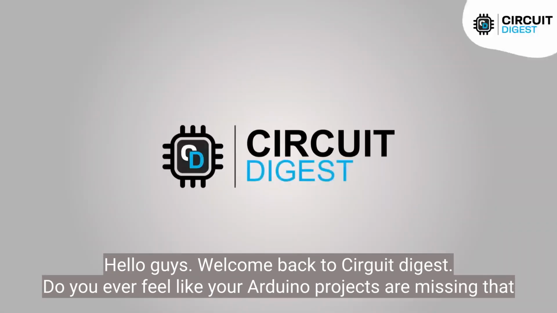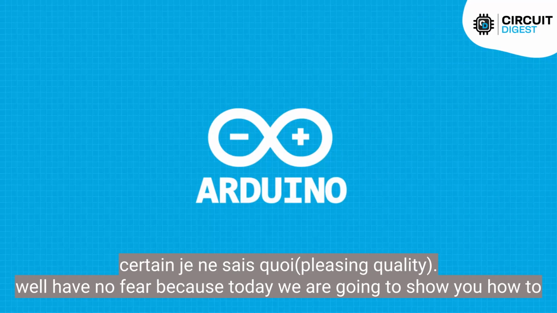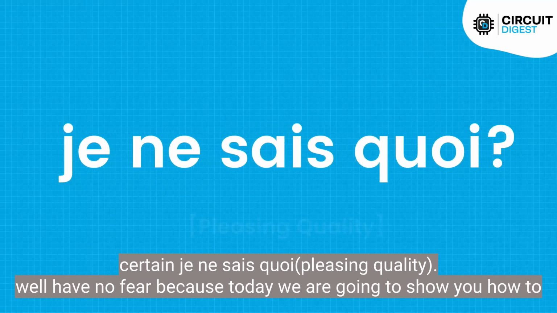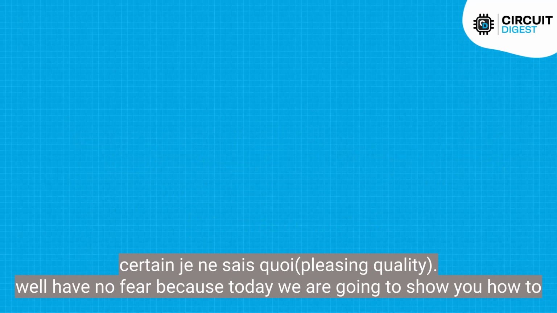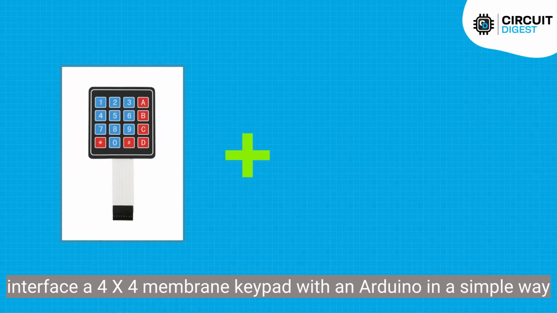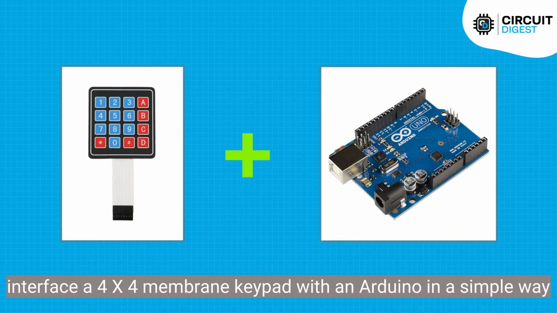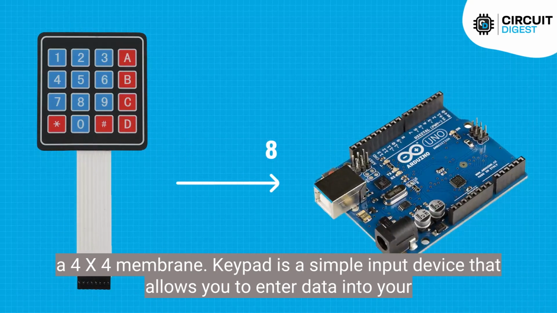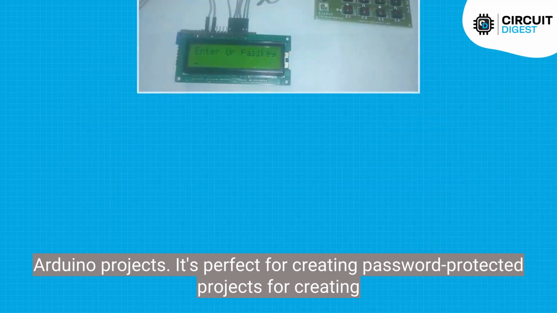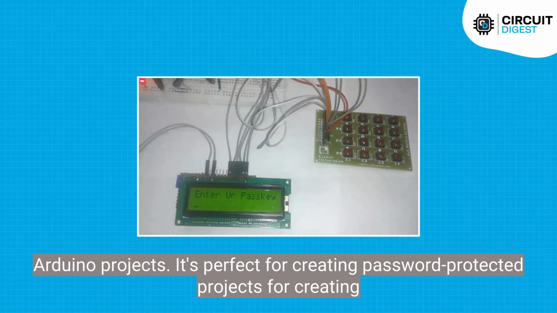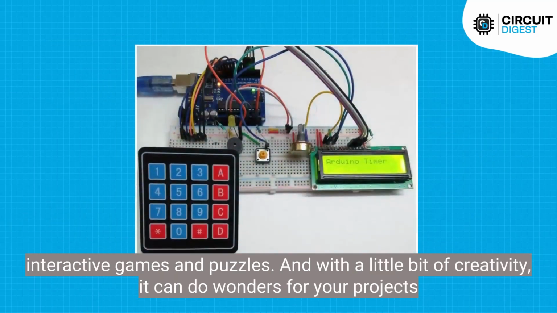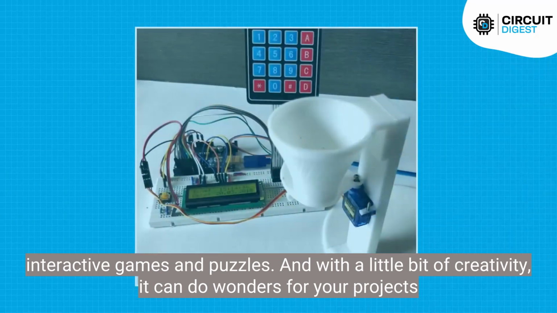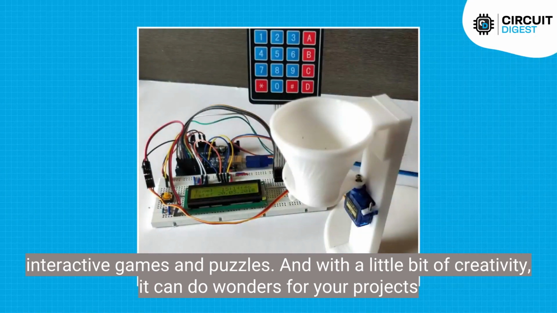Do you ever feel like your Arduino projects are missing that certain je ne sais quoi? Well, have no fear, because today we are going to show you how to interface a 4x4 membrane keypad with an Arduino in a simple way. A 4x4 membrane keypad is a simple input device that allows you to enter data into your Arduino projects. It's perfect for creating password protected projects or for creating interactive games and puzzles. And with a little bit of creativity, it can do wonders for your projects.